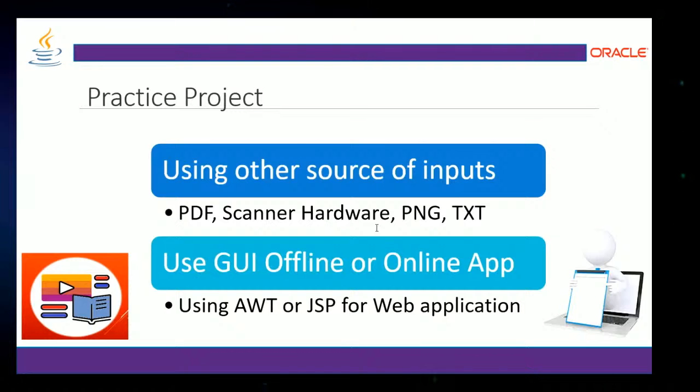This is a practice project; in an improvised version you can use other sources of input. Since we have used JPG, you can use PDF, or scanning through particular hardware. There is hardware available which can scan the barcode, PNG files, text files, or there are so many ways you can get the source of input to read these kinds of barcodes.